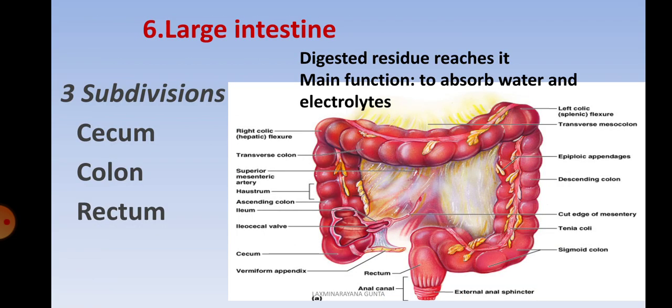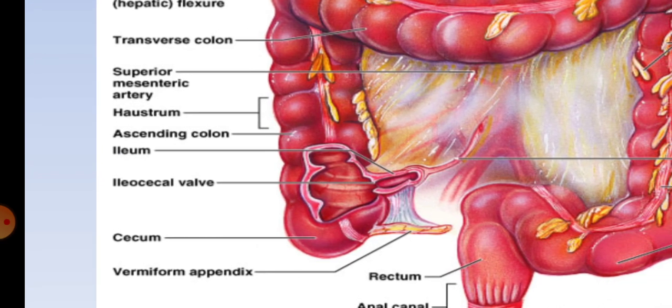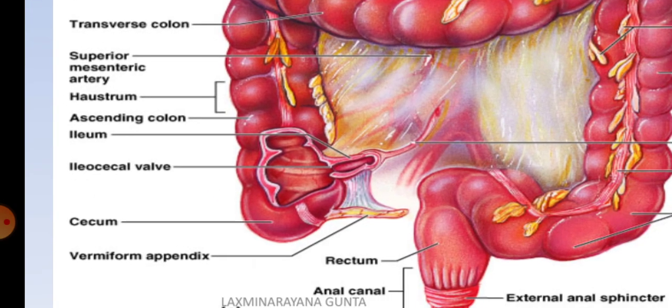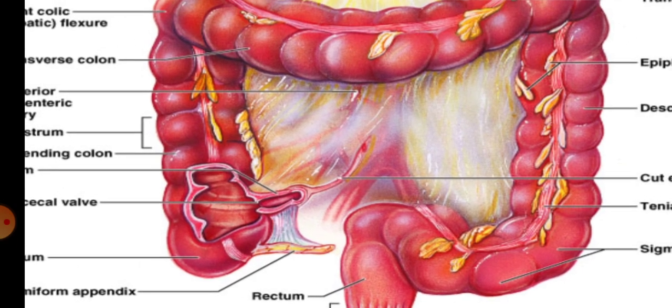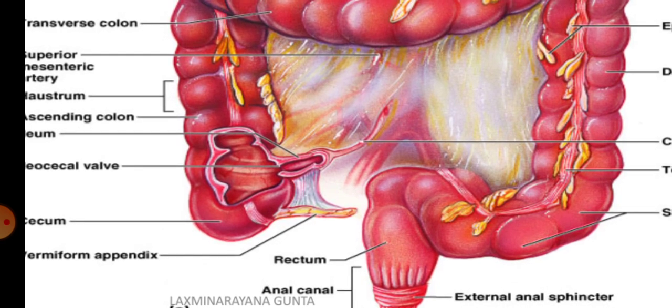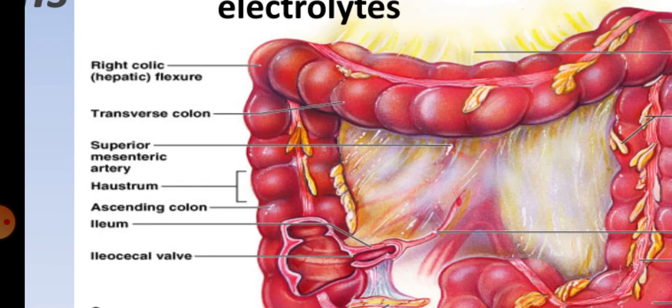Okay, coming to the large intestine. This large intestine has three subdivisions: the cecum, colon, and rectum. This cecum harbors symbiotic microbes. This is a blind sac-like structure called cecum. And attached to this cecum, a finger-like projection is there, which is called vermiform appendix. This vermiform appendix is referred to as abdominal tonsil. This cecum opens into colon.